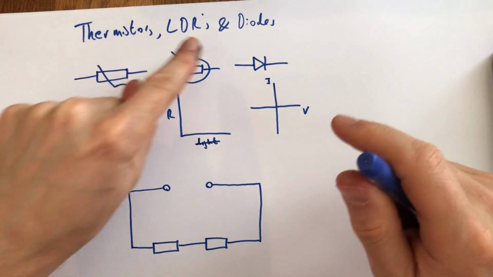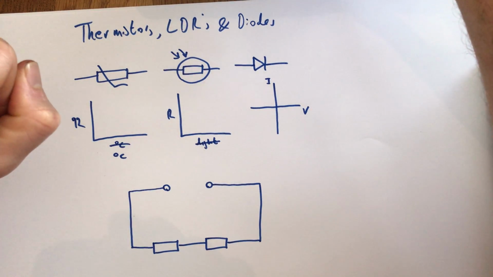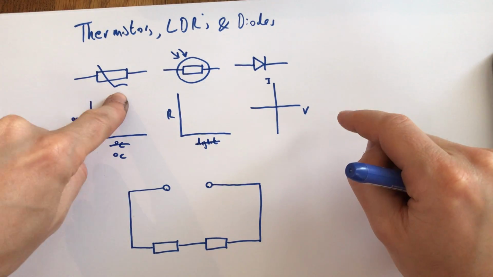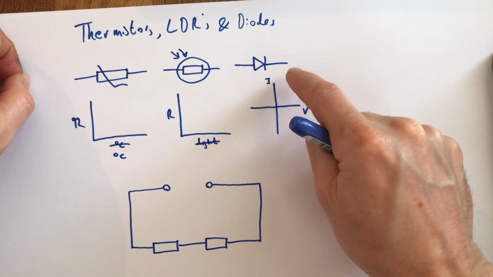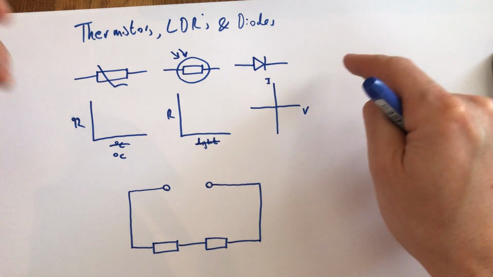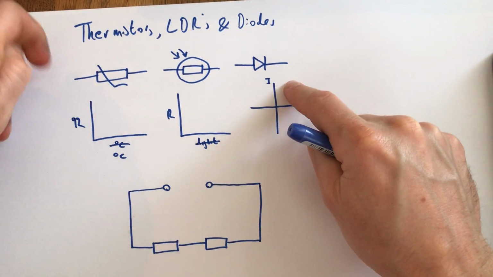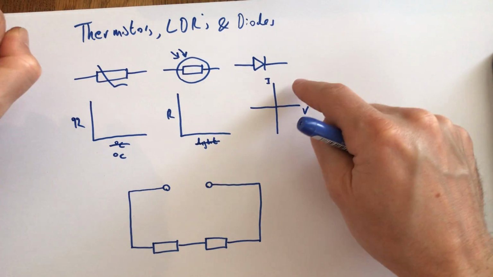So here we're looking at different kinds of resistors and how they can be useful. We've got three kinds you need to know about: the thermistor, the light-dependent resistor, and the diode. A diode is obviously not really a resistor by itself, but it does have some resistance, and it's got some useful properties that can be used for different things in circuits.